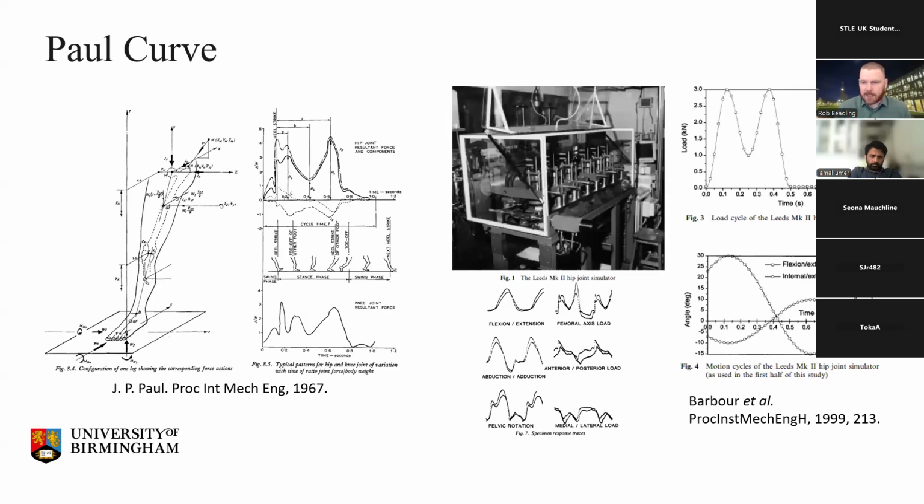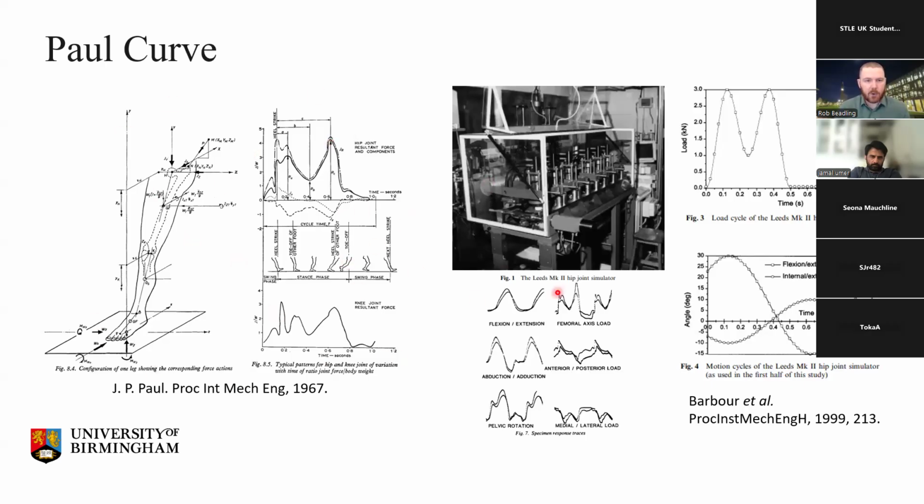So we use hip simulators. Essentially, we take biomechanical profiles for what looks like a walking cycle. So this was the initial Paul curve from 1967, a biomechanical analysis where basically he had patients walking on force plates, and then he converted the force data from those force plates into joint contact reaction forces to get this typical twin peak loading profile. So where you have a peak in force at heel strike, a bit of a dip, a peak in force at toe off as you're walking through the cycle, and then the swing phase as your leg swings to take the next step.